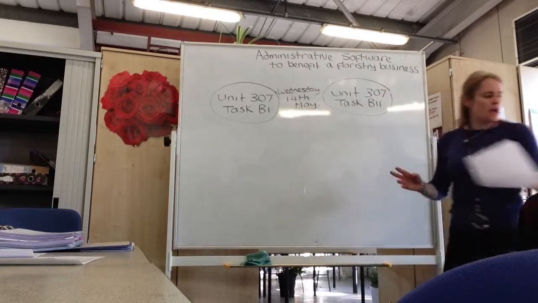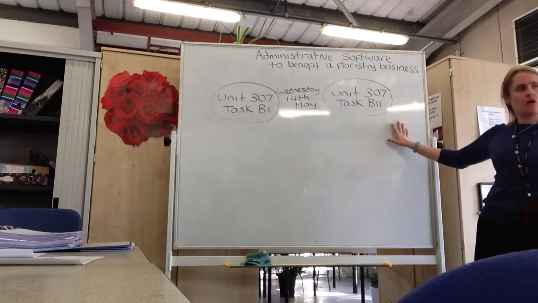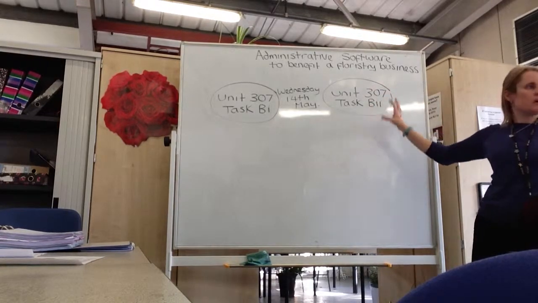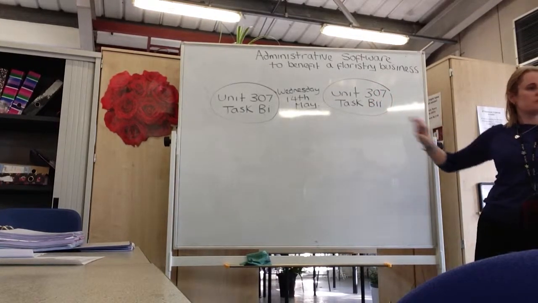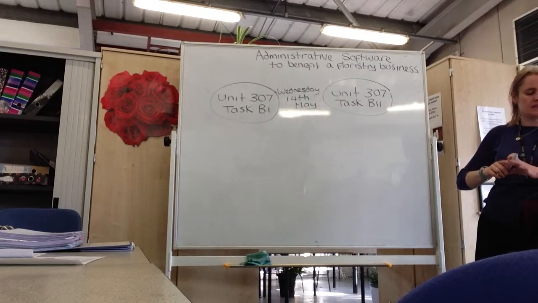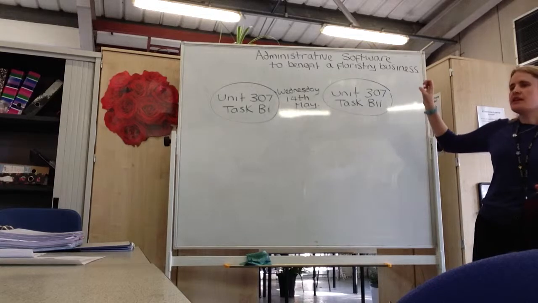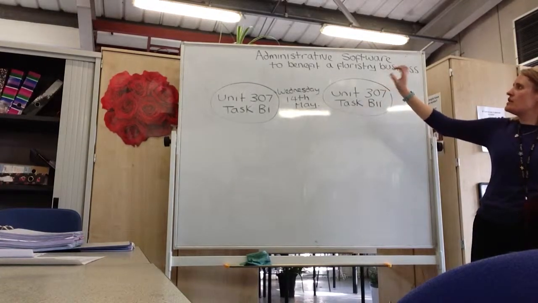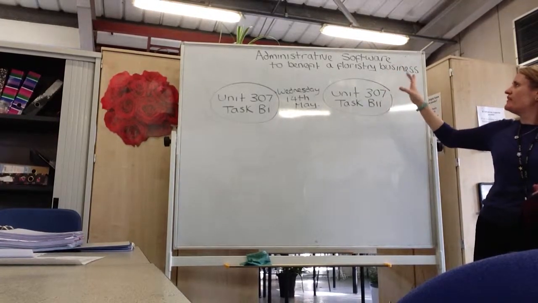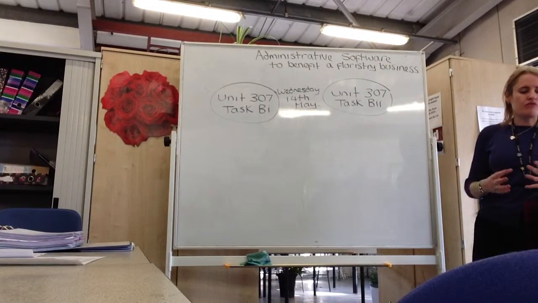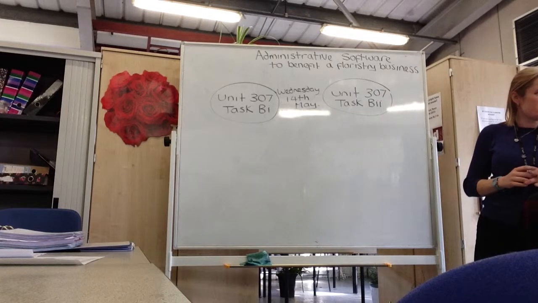Okay, there is a B1 part and a B2 part. There's two parts, and each part is actually graded, pass, merit or distinction, for both. So they're not combined, they're actually separated. Just bear that in mind. The key thing really is about administrative software to benefit a floristry business. So it's about the range of ICT packages that are available to the floristry business.